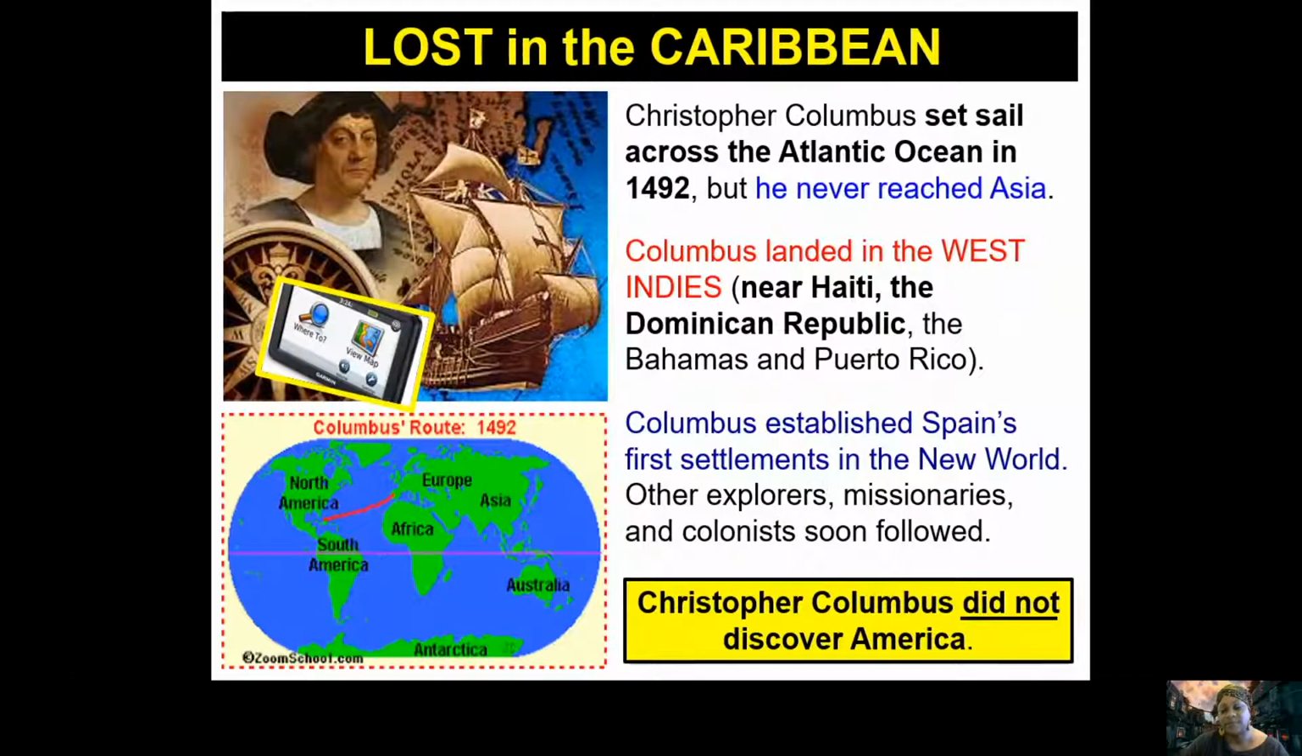Well, Christopher Columbus did set sail across the Atlantic Ocean in the year 1492, but he never reached Asia. He was lost. Columbus actually landed in the area where today we have Haiti and the Dominican Republic. This is that area near the Bahamas, near Puerto Rico, near Cuba. That area is where Christopher Columbus actually landed.